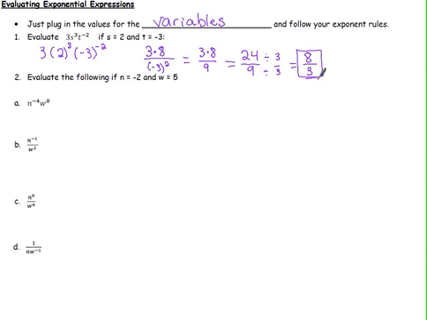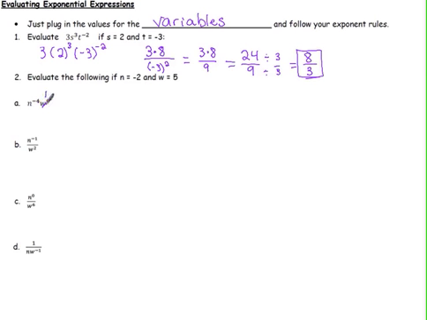Number 2 says to evaluate the following if n is negative 2 and w is 5. Well, before I even substitute n, I'm going to actually rearrange a few things. I see this w to the 0 power, and I immediately know what that equals. Anything raised to the 0 power is 1. That's just going to go away to a 1. So then I really just have n raised to the negative 4.